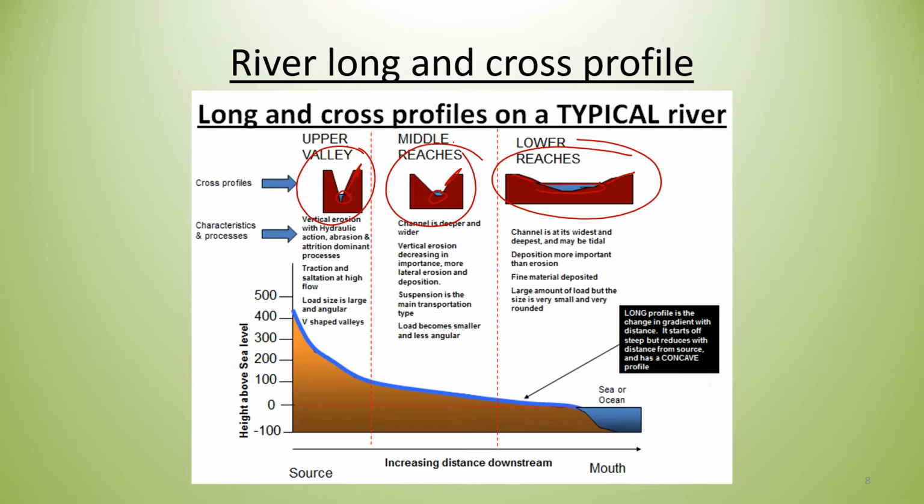The long profile shows you how the gradient changes. So you can see there in the upper course, the gradient is very, very steep. It is a little bit shallower in the middle course, and it is very, very flat in the lower course. You can also see on a long profile the distance from the mouth to the source. The source is the start of the river.